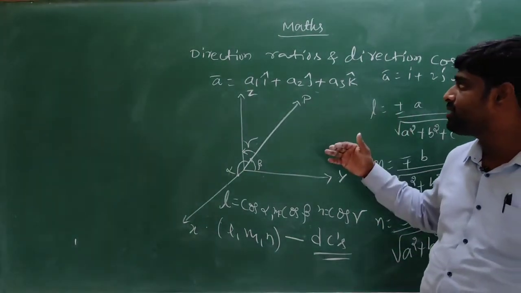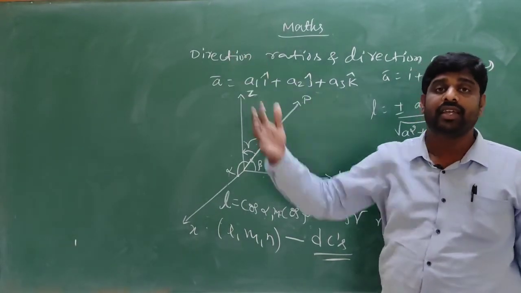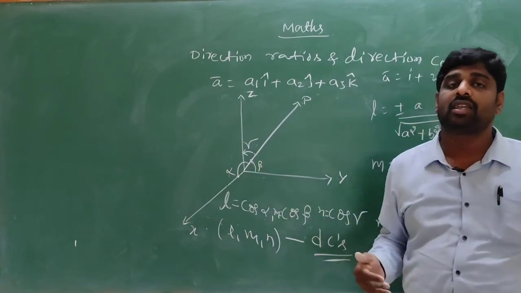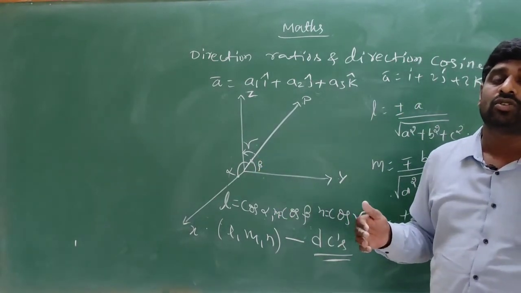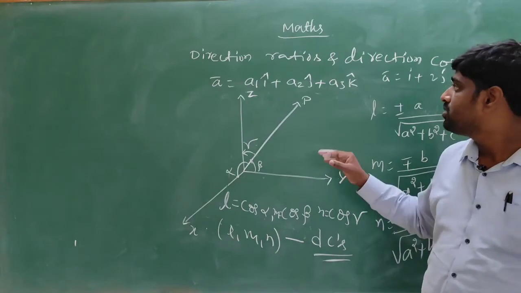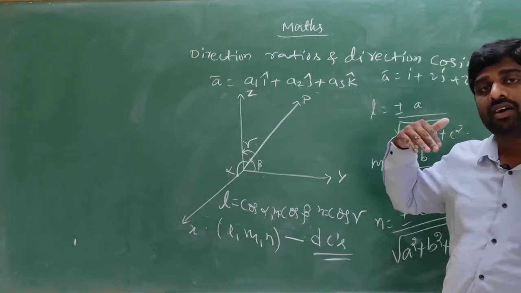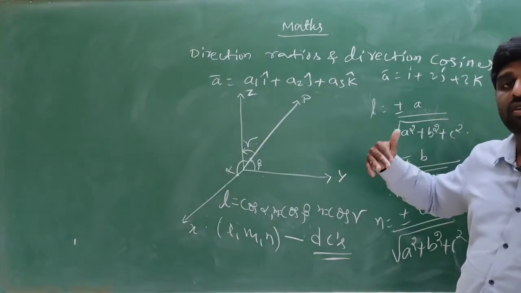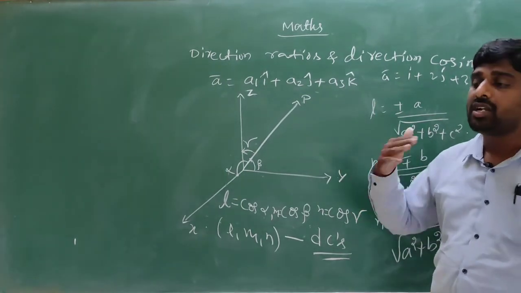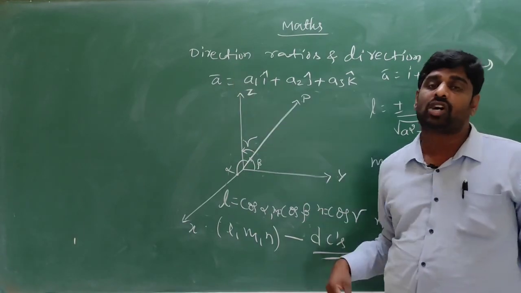Direction ratios and direction cosines will continue in 3D geometry. Here some problems are there in your NCERT second exercise, so based on that I discussed a few points of direction ratios and direction cosines. We will study them briefly as the continuation of this chapter, 3D geometry.